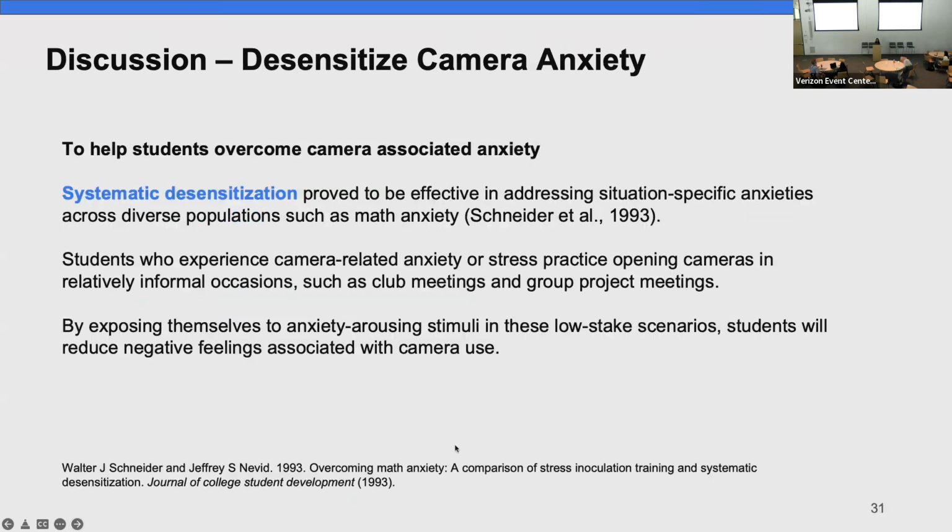And the next part, because we noticed that some international students are more anxious about opening cameras. To help them reduce the camera-associated anxiety, we suggested that students who experience camera-related anxiety can practice opening cameras in relatively informal occasions, such as club meetings and group project meetings. This technique is named systematic desensitization. This technique has proved to be effective in addressing situation-specific anxieties, such as speech anxiety or math anxiety.